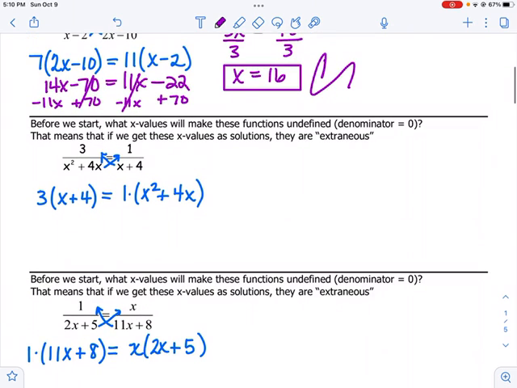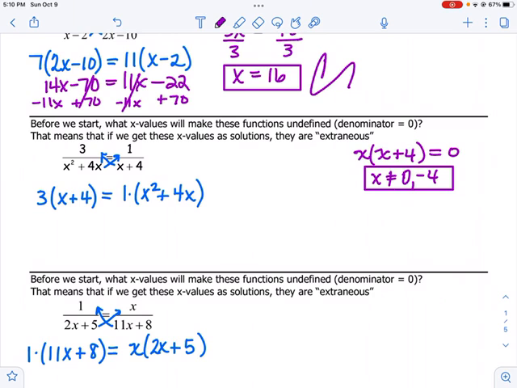All right, the next one. Before we start, what x values make these functions undefined? For this one, we have x squared plus 4x, so we would factor out an x, and x plus 4 is left. So we've got the x plus 4 in there as well. Where's that equal to 0? That's when x is equal to 0 or negative 4. So if we keep this in the back of our mind, the domain, x cannot be those two values. So we'll continue on with this.